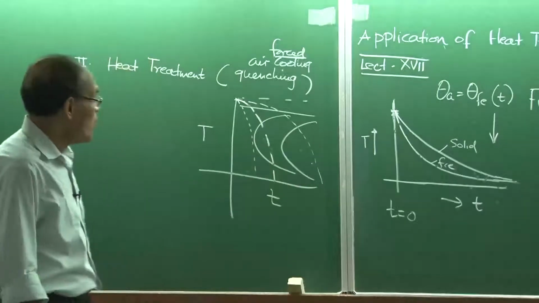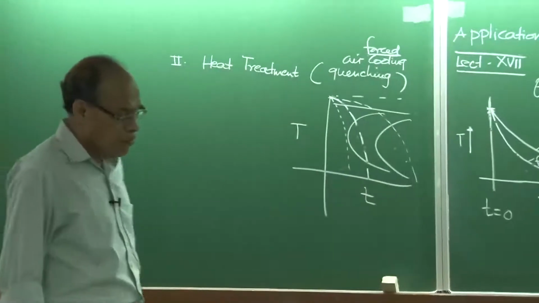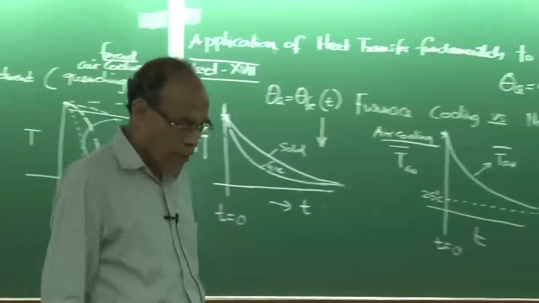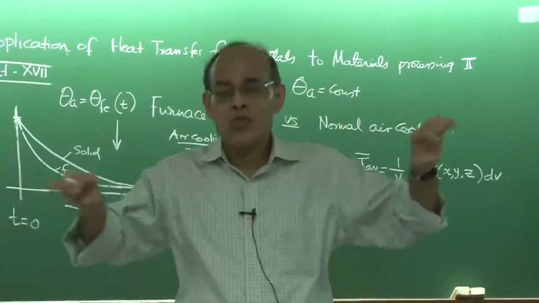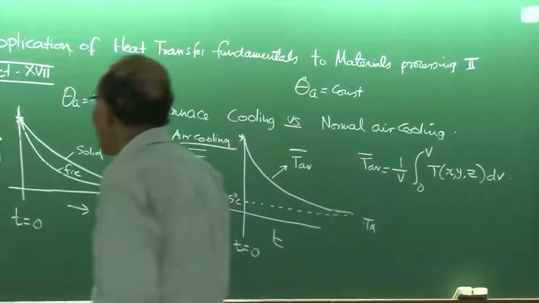So if you consider the wire cooling operation, the wires are basically long, so you can approximate them as an infinite cylinder.